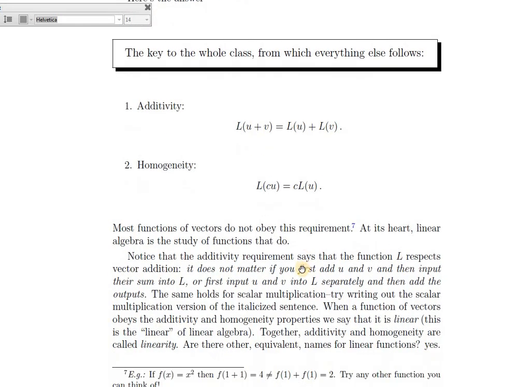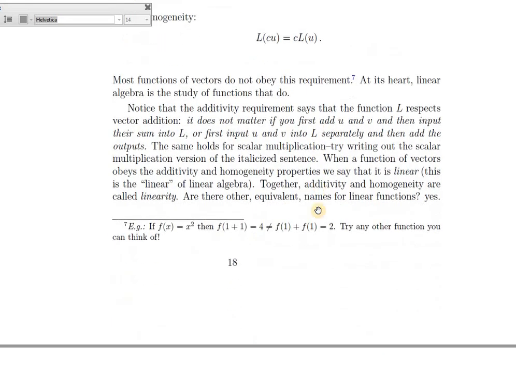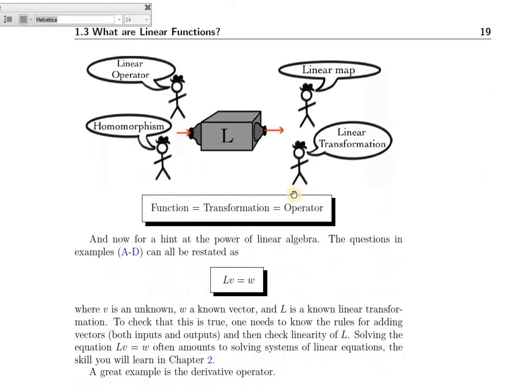So he says it doesn't matter if you add U and V first and then put it into L, or you can put into L first and then add. Same thing with scalar multiples. It doesn't matter if you scalar multiply first and put it into the function, or you can put it into the function first and then scalar multiply. So here he makes the point that linear function, linear map, linear operator, linear homomorphism, linear transformation, they all refer to the same thing.